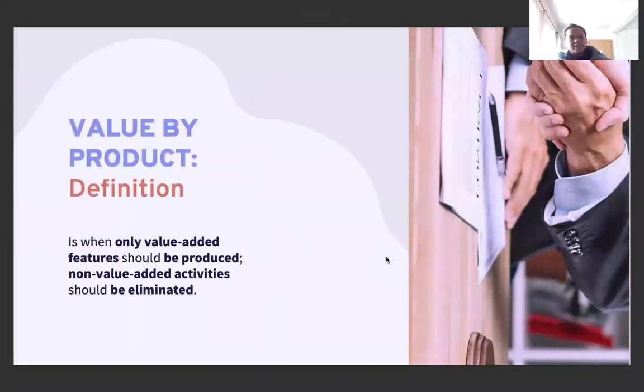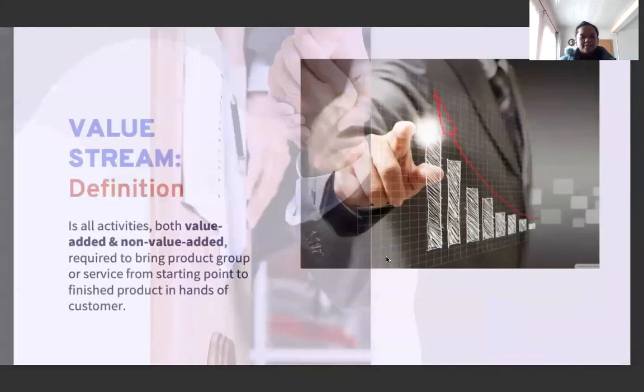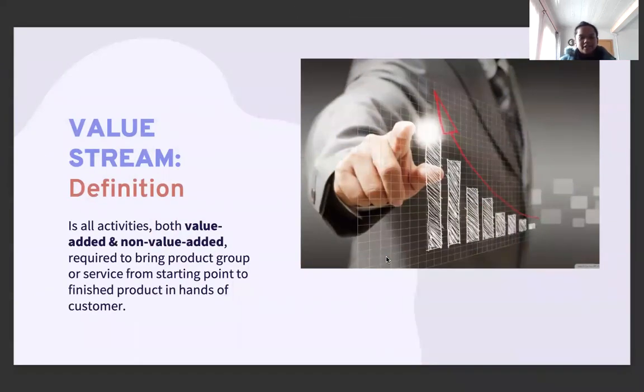So the first one is value by product. If we define it, it is when only value-added features should be produced and non-value-added activity should be eliminated. The second one is the value stream, which is all activities, both value added and non-value added, that are required to bring a product group or service from the starting point to the finished product in the hands of the customer.